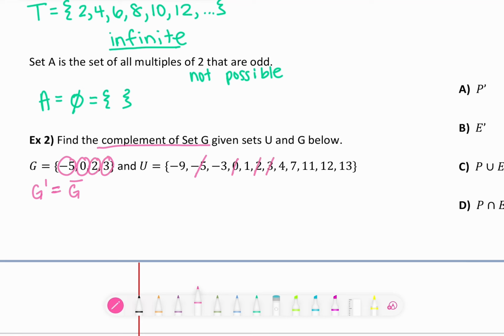It's everything else. So there's 1, 2, 3, 4, 5, 6, 7, 8 of them. And that's what's going to be in our set here. So our set, and go in numerical order, right? In ascending order. So negative 9, negative 3, 1, 4, 7, 11, 12, and 13. And that is the complement of G.